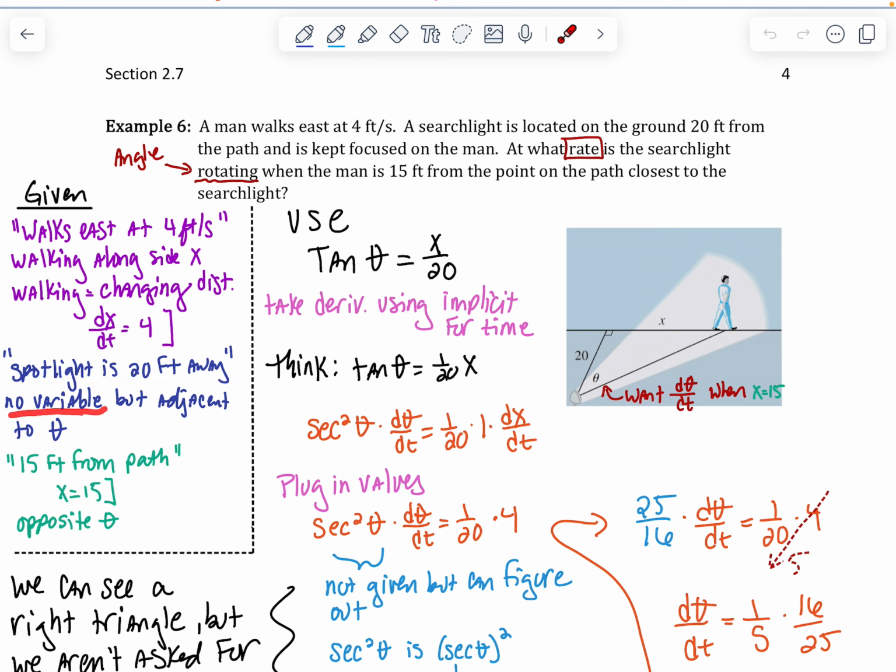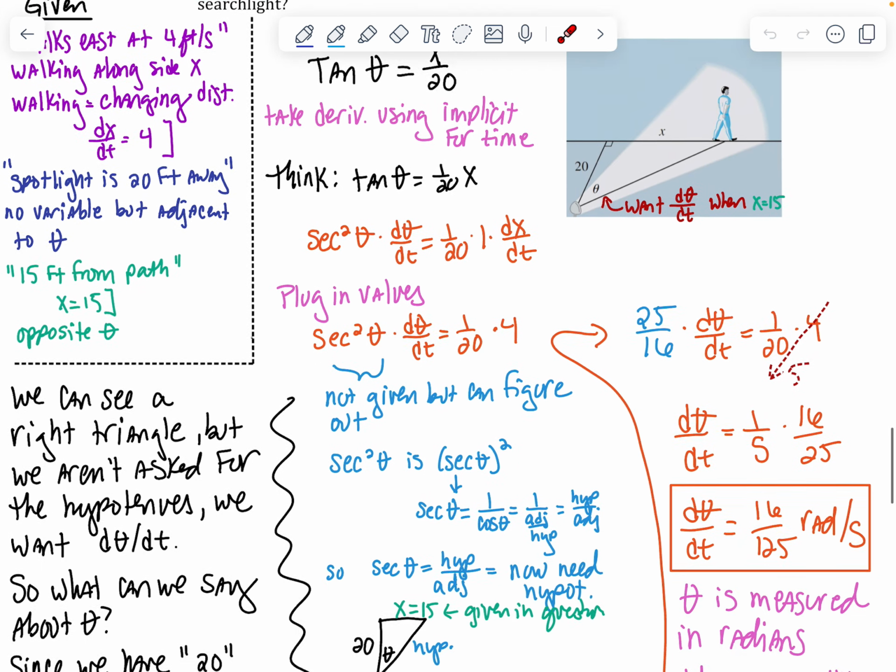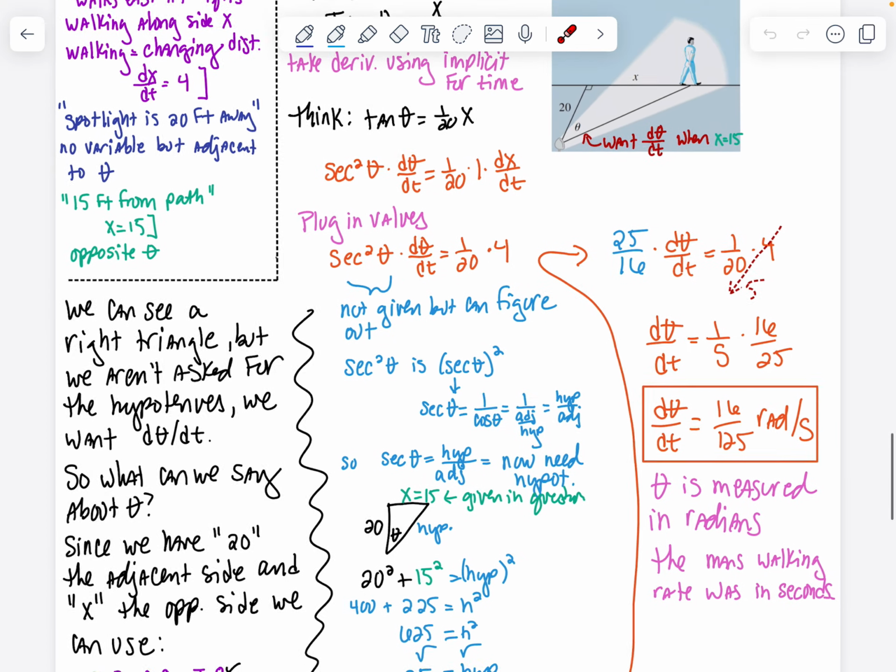Now, we don't have a variable for this piece. We have a number, but what we'll care about is that it's adjacent, the side closest to theta. And then the last piece of information said when the man is 15 feet from the point by the searchlight. So 15 feet down the path. So we specifically want to stop when x is 15. And x is opposite theta. Okay, so now let's go ahead and talk about this a little bit.